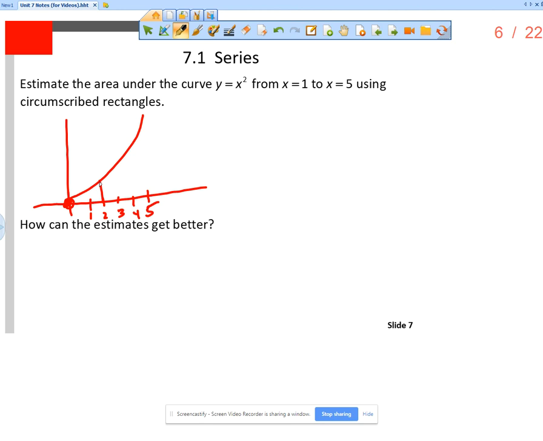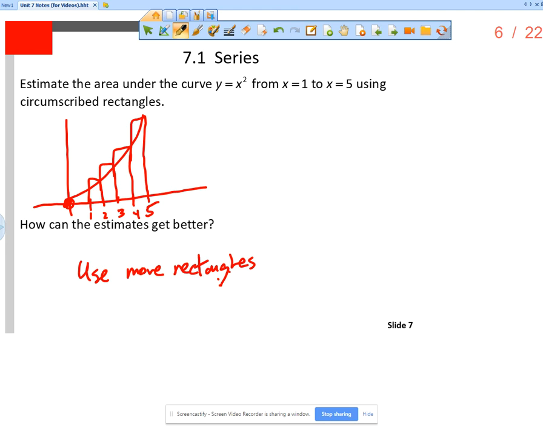So now I have 1 to 2, 2 to 3, 3 to 4, 4 to 5, right? Now, is that going to be better? Well, yeah, of course it's going to be better, right? So the question really is, how can the estimates get better and better and better and better? Well, really, the key is use more rectangles, right? Because if I use 4, well, it's going to be a lot better than using 1 and a lot better than using 2, right?